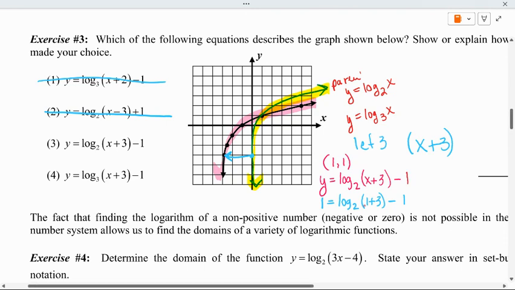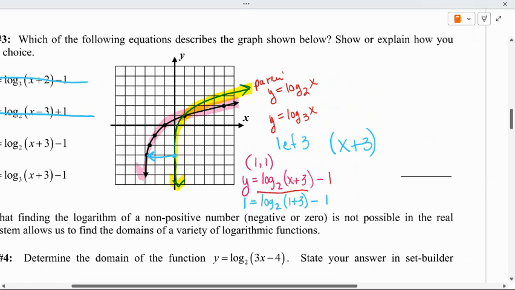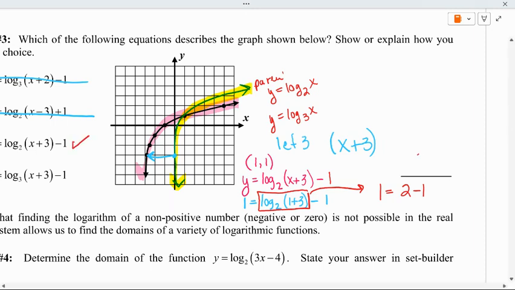So let's see. What is log base 2 of 4? 2 to what power equals 4? 2. So this is the same thing as saying 1 equals 2 minus 1. Is that true or false? It's true. So the function that this has to be is the log base 2 function.